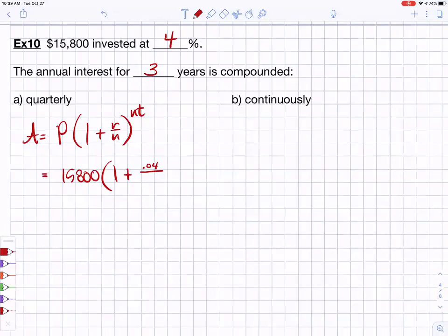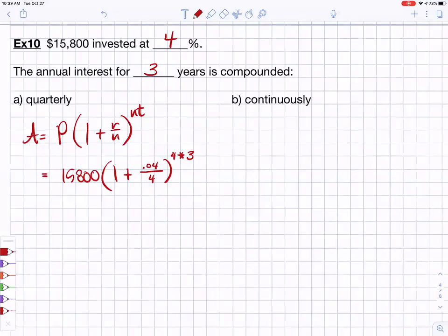It would be 4. Why is it 4? Because it says quarterly. So quarterly is 4 times per year, and N is the number of times per year. And we're going to raise this to the NT power. So what's N again? 4. And T is 3. And by the way, time is always in years.